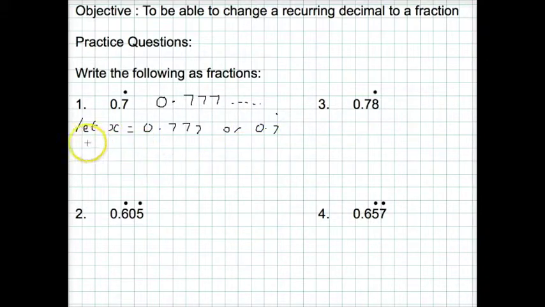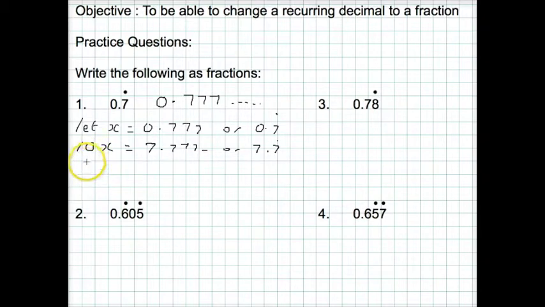Then I'm going to multiply this term by 10. If I multiply x by 10 I get 10x. If I multiply 0.777 recurring by 10, all the digits are going to move one space to the left. So it's going to be 7.777 continuing on, or in this recurring form 7.7 recurring.